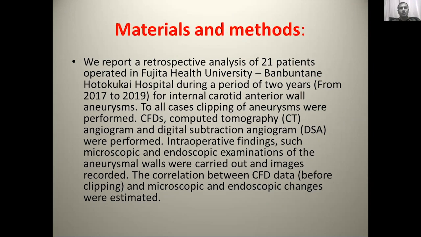We report a retrospective analysis of 21 patients in Bantani Hospital during a period of 2 years, from 2017 to 19, for internal carotid anterior wall aneurysms. In all cases, clipping of aneurysm was performed, and CFD, computed tomography, DSA, all investigations were performed. Intraoperative findings such as microscopic and endoscopic examinations were carried out.